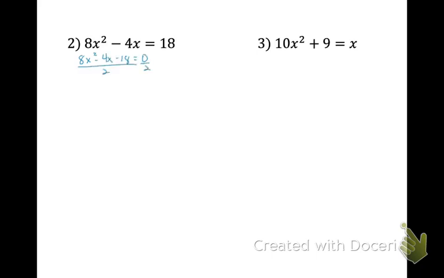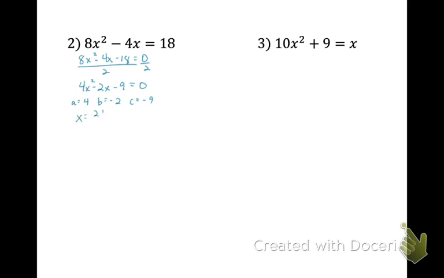So this first one, notice I need to subtract my 18 over, and then before you jump into the quadratic formula, if you can divide out a number in all three terms, do that because that will make your work easier. The numbers will be smaller and more manageable. So a is 4, b is negative 2, and c is negative 9. So let's plug those values into our quadratic formula.